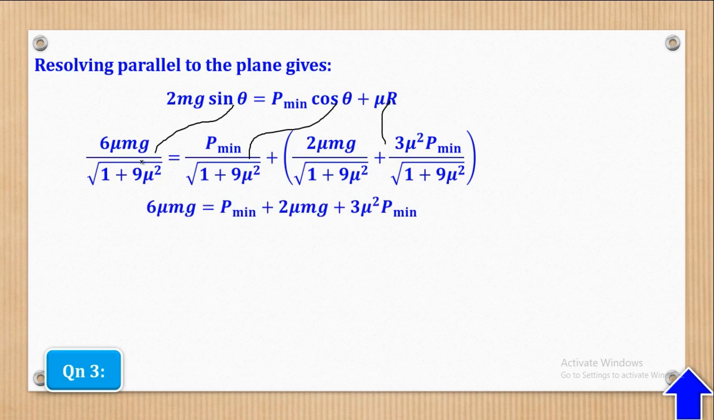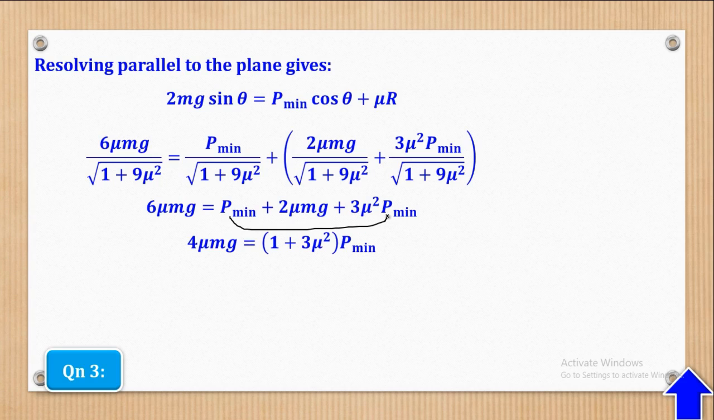So when I simplify, I realize that all of them have the same denominator. So this and this will cancel to remain with 6 mu mg here, P min here, 2 mu mg here, and 3 mu squared P min here. Then from there I'll simplify further, because this P min and this have a common factor, which is P min. I'll pull it out to remain with 1 plus 3 mu squared. And when I make P min the subject, I'll come up with 4 mu mg over 1 plus 3 mu squared as required. So basically that's what they wanted.